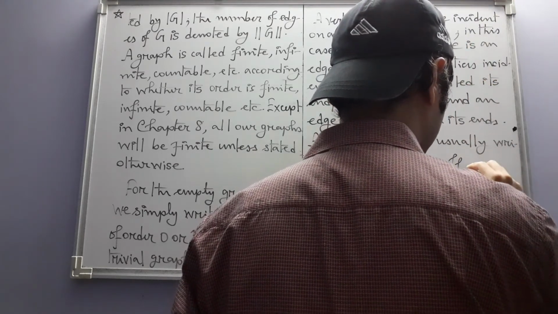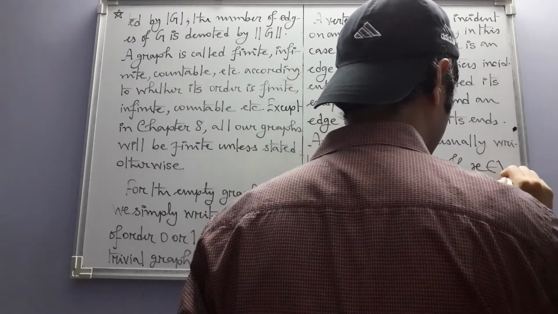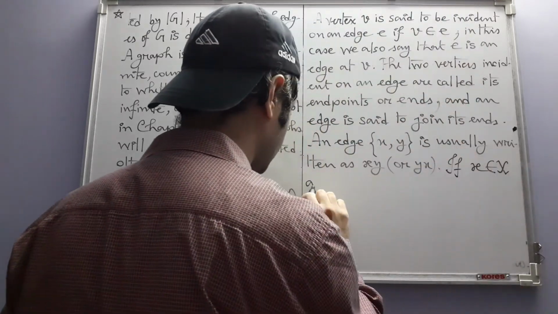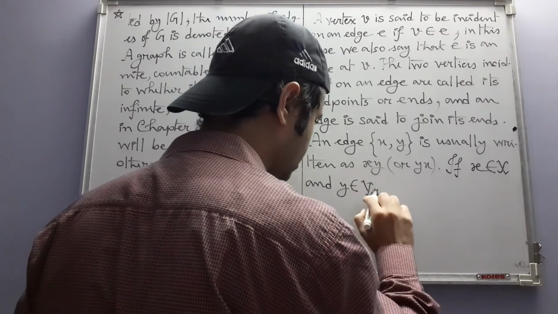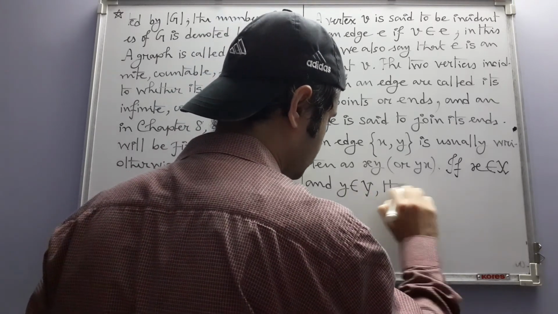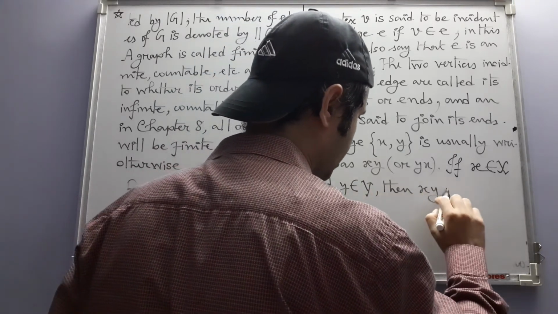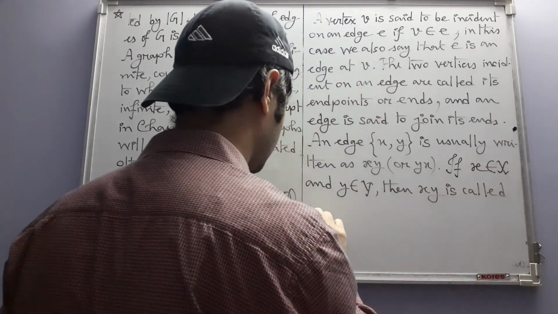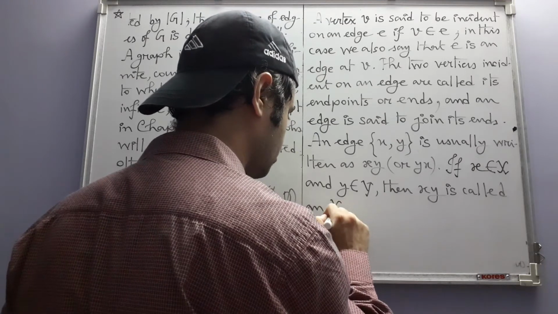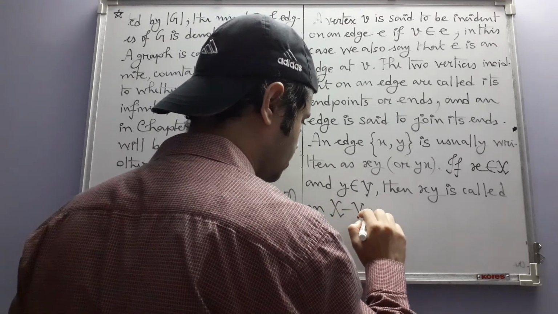If x belongs to X and y belongs to Y, then xy is called an xy edge.